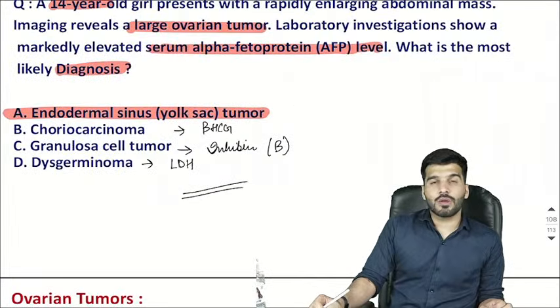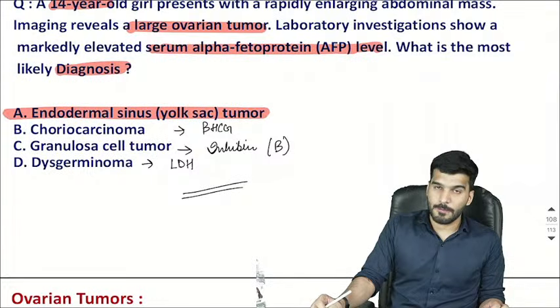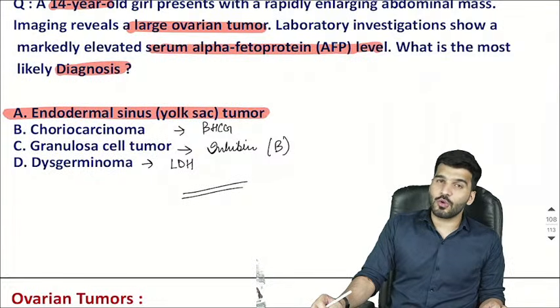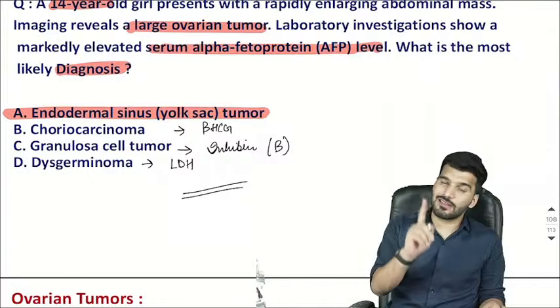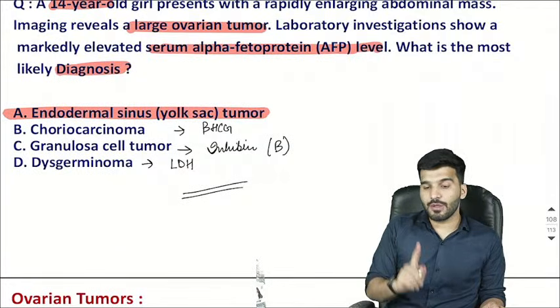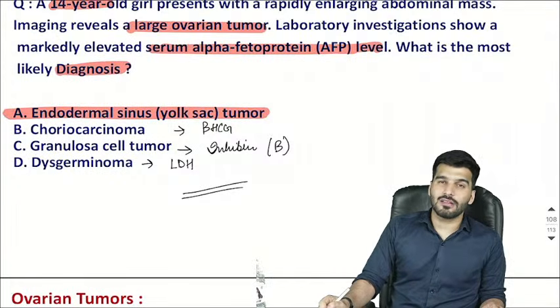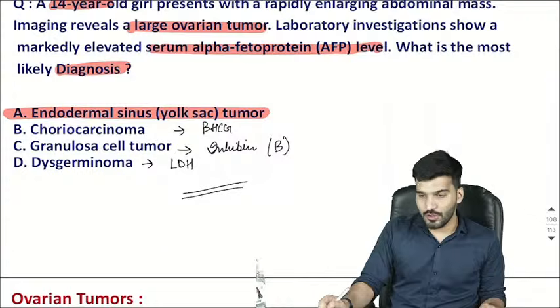Now talking about the ovarian tumors, we have epithelial ovarian tumors, sex cord ovarian tumors, and germ cell ovarian tumors. If the question says most common ovarian tumor in the reproductive age group, your answer is going to be a teratoma, dermoid cyst. If the question asks most common in the older age group, your answer is going to be the serous cystadenoma or the epithelial ovarian tumor, right?